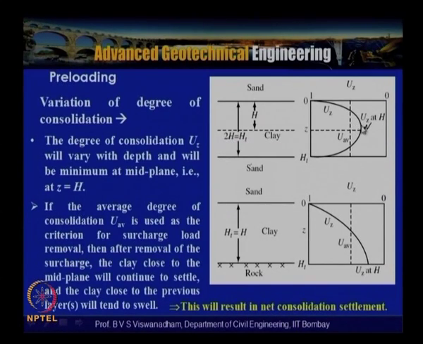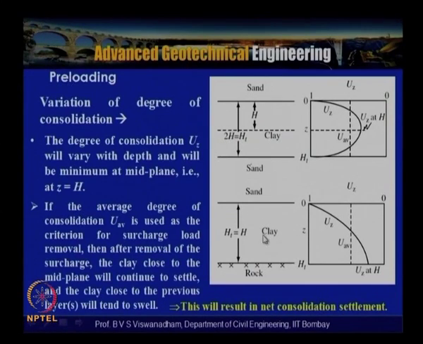So this is the Uz at Z is equal to H, the pore water pressure at this particular plane, and if you are taking average consolidation, that will actually come here. So in this case it appears that though we take a certain degree of consolidation, here and here the consolidation has already been achieved. Because of the removal of the load, there can be a possibility that the net consolidation settlement is because of some settlement which continues to happen here and some swelling which happens here and here.